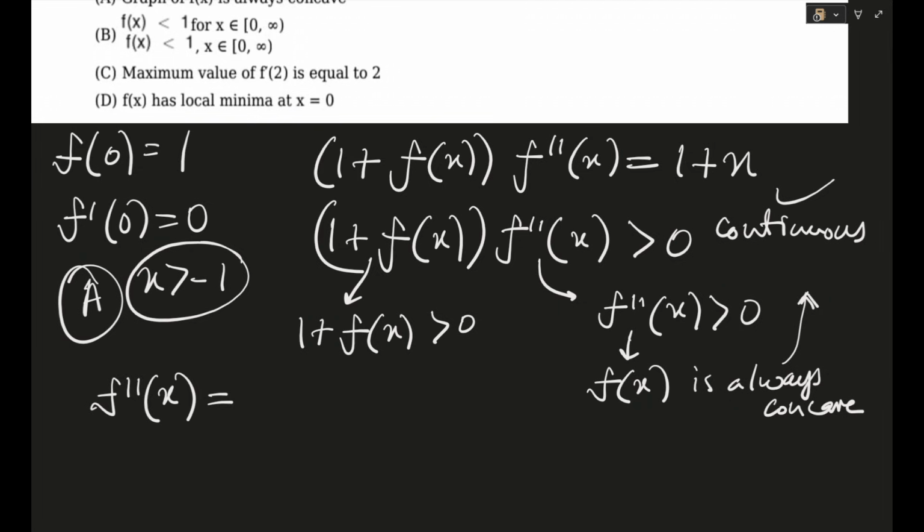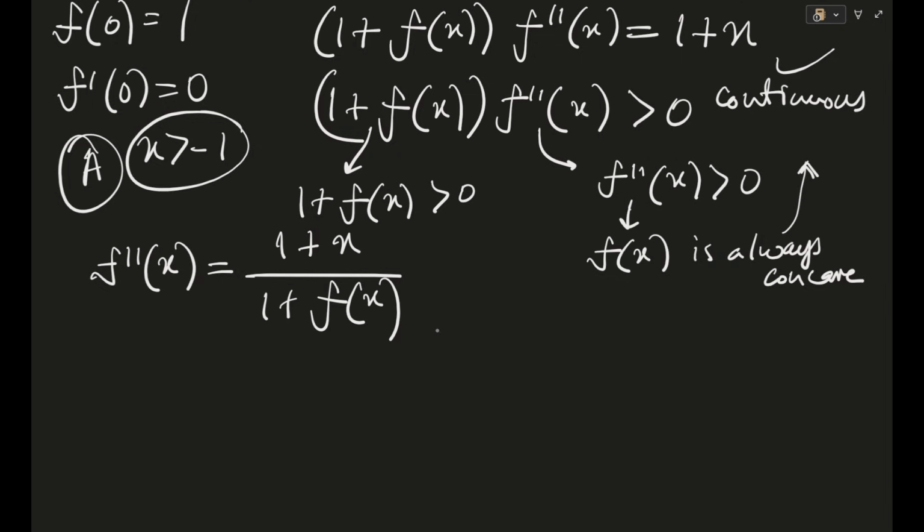Okay, let's do one thing. Instead of thinking too much, f double dash x is equal to 1 plus x by 1 plus f of x. Okay, so from here one thing that we can infer right now is that the minimum value of x that is permissible for us, x greater than minus 1, is x equal to 0, right? So if you put f of 0 as 1 and if you put x as 0, you will understand that f double dash x is always greater than 1, no matter what.